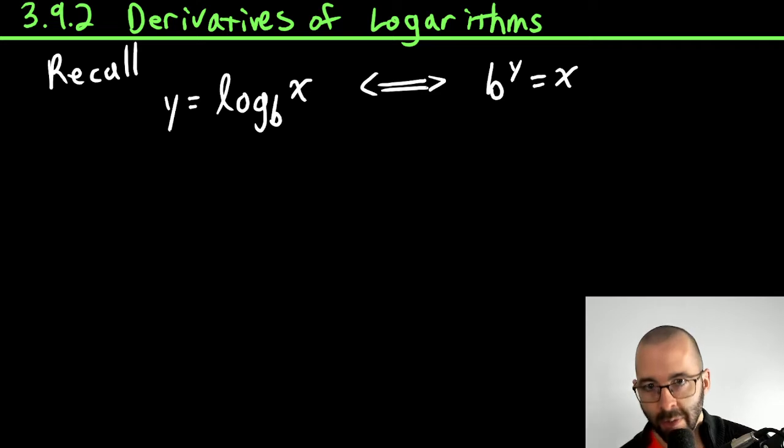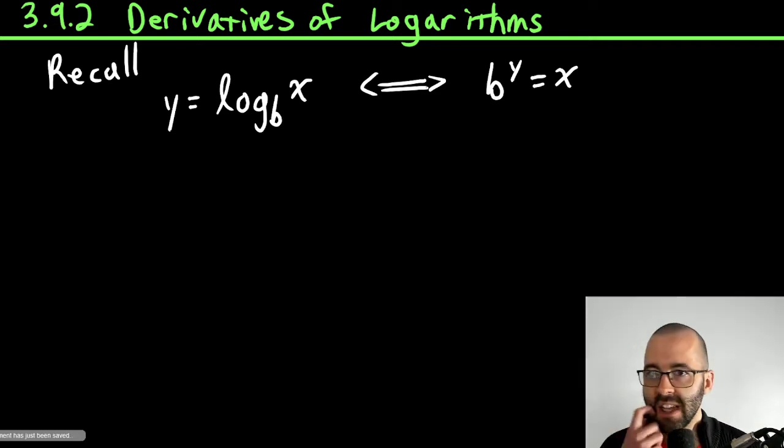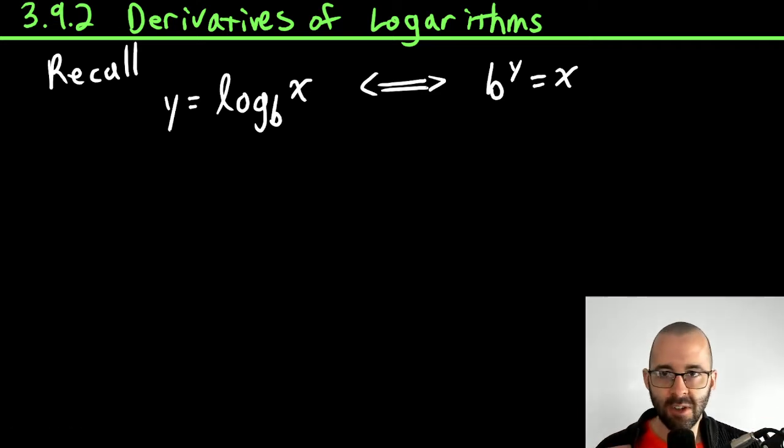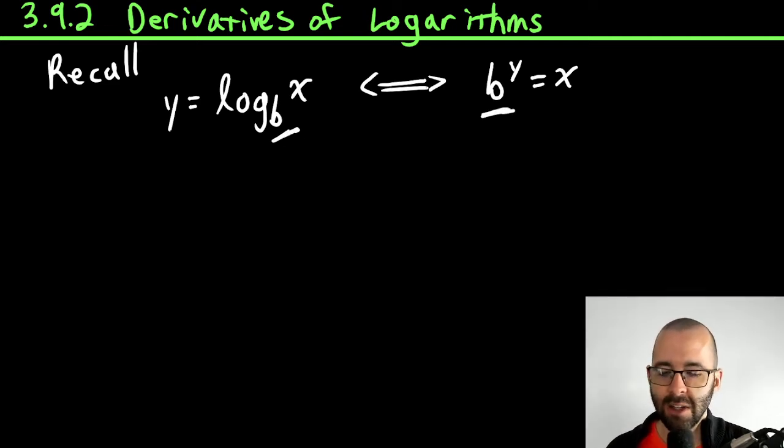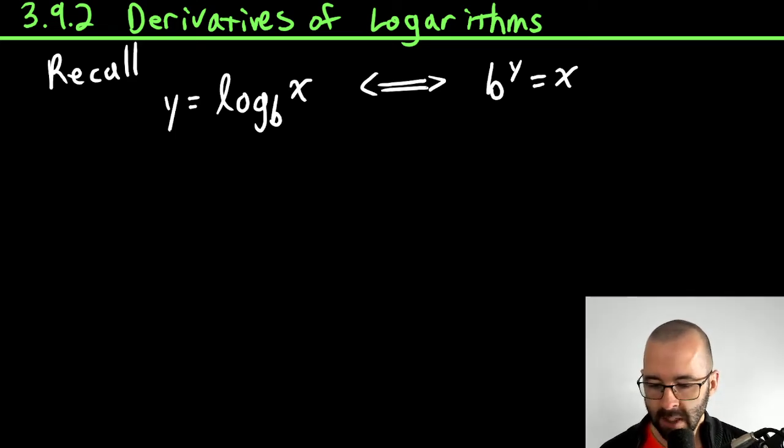Okay, one's logarithmic form, one's exponential form. They're the same thing. Logarithm is just the inverse of the exponential function. The base of the logarithm is the base of the exponential function. We're going to use this. Okay, so let's get into example 2.